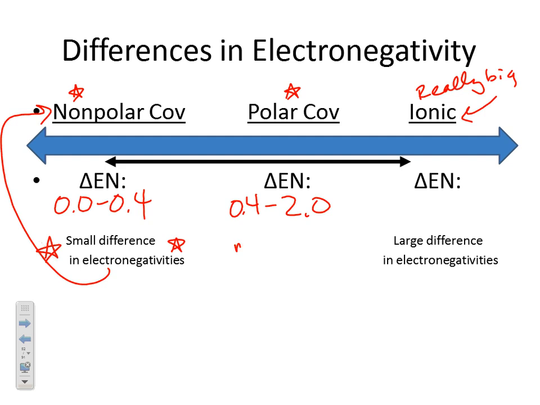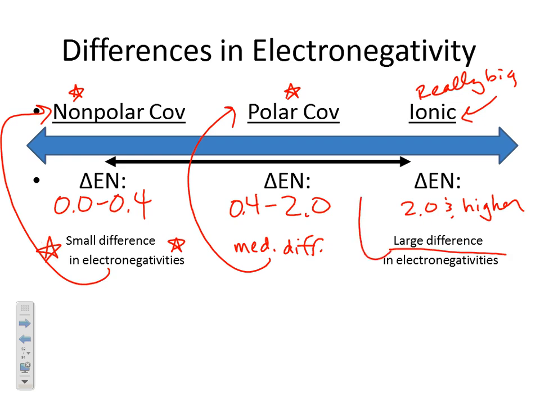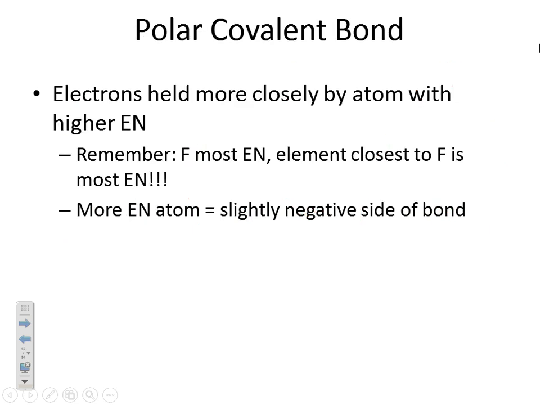So this is like a medium difference, and in this range, that would be considered polar covalent. But again, a very large difference in electronegativity, so 2.0 and higher. Again, that's the difference between the two, not what the electronegativity values are, but the difference between the two. That's a very large difference, so we call that ionic bonding. So it's this range: what's the difference in electronegativities? One of the things we'll be doing tomorrow is categorizing whether a bond is polar, nonpolar, or ionic based on its differences.